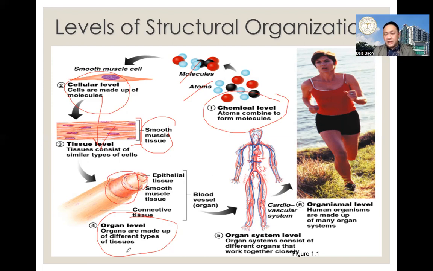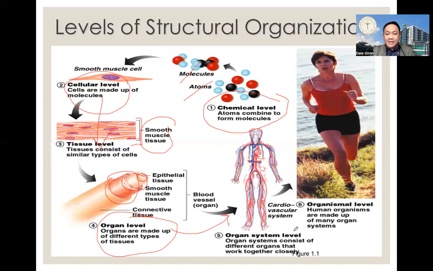Now from the organ level, which is made up of different types of tissue, we go now to the organ system level. When you say organ system level, this consists of different organs that work together closely. An example is the cardiovascular system. It works hand in hand in delivering blood to different organs, including the muscle.